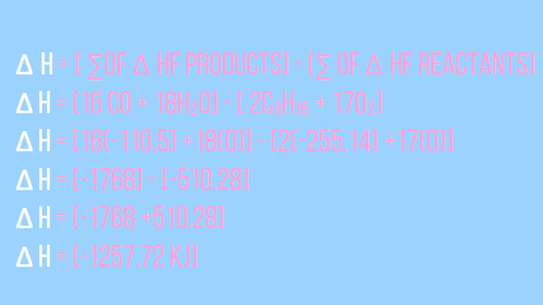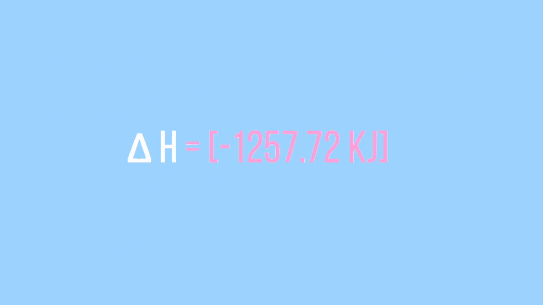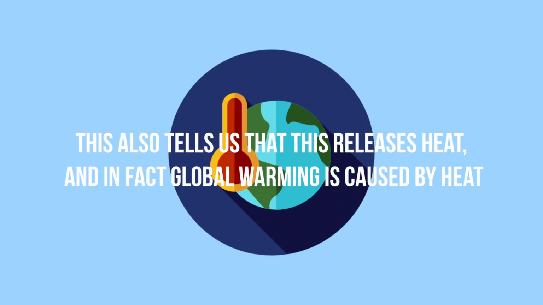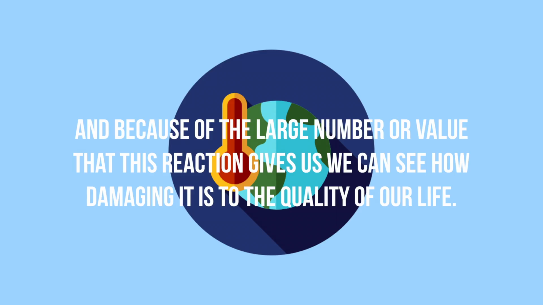Now that we have our enthalpy, we can see that it has a negative value which tells us this is exothermic. This also tells us that this releases heat, and in fact, global warming is caused by heat. And because of the large number or value that this reaction gives us, we can see how damaging it is to the quality of our life. Moving on to entropy.